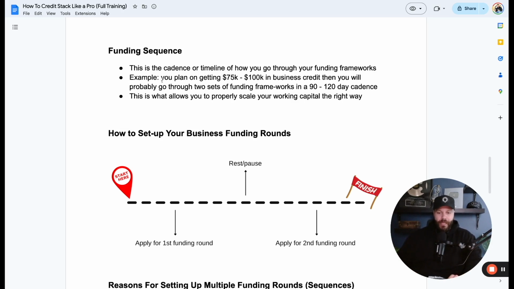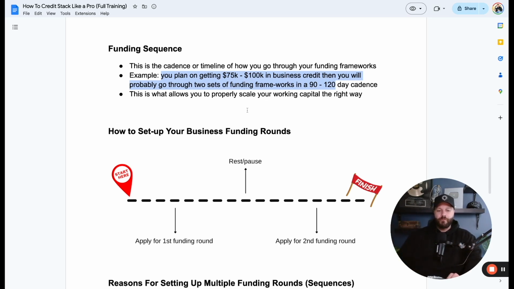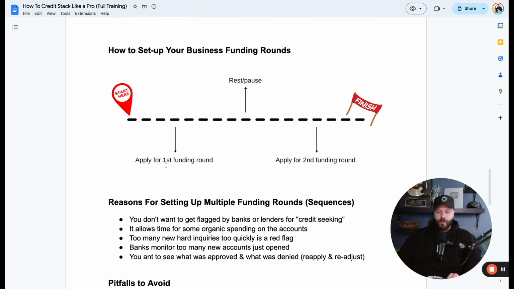An example of that is, if you plan on getting $75,000 in business credit or working capital, then you'll most likely need two funding frameworks, or two sets of funding frameworks. If again we're playing a bit more conservative, that'll take us about 90 to about 120 days, and that's more conservative. Could be way more than this. We're just giving ballpark numbers here, right? And so the way that this breaks down is the following: Bank A, Bank B, and Bank C. Let's say we hit it right here, and let's say we get a grand total of 50K.